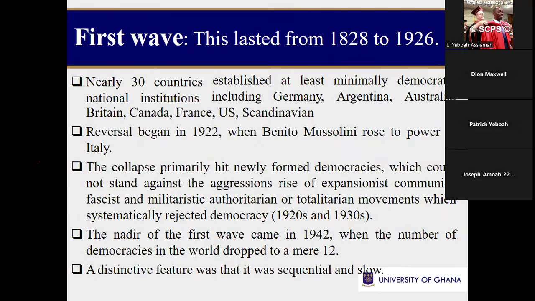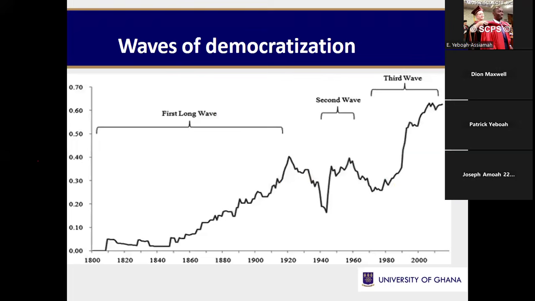By the 1940s, the number of countries which were democracies reduced from 30 to at least 12. So that was the first wave, beginning from 1826, 1828, rising gradually until it reached some peak by the 1920s. But from 1922, it started to fall, beginning in Italy.